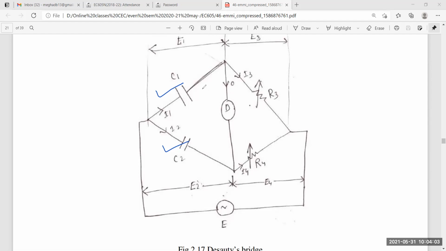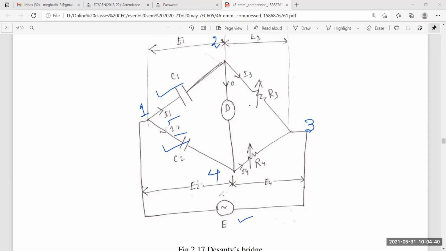One more thing you need to see, this is the I1 current flowing, this is the I2 current flowing, and this is C1, this is C2. This is terminal 1, this is terminal 2, this is terminal 3, this is terminal 4. And this is R3, which is variable, and R4 is also variable, and this is E1, E2, E3. So this is the common point, and the supply here is termed as E. So this is the De Sauty bridge.